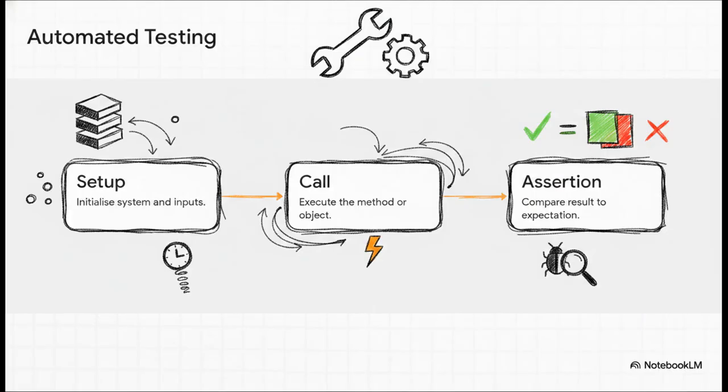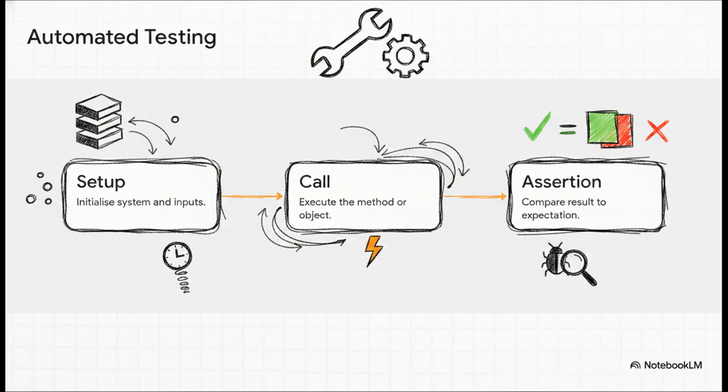Now, doing all of this manually would take forever, wouldn't it? So developers automate unit testing using frameworks like JUnit for Java. An automated test is always broken down into three vital parts. Step 1 is setup, where you initialize the system and your inputs. Step 2 is call, where you actually execute the method or object you're testing. And step 3 is assertion.